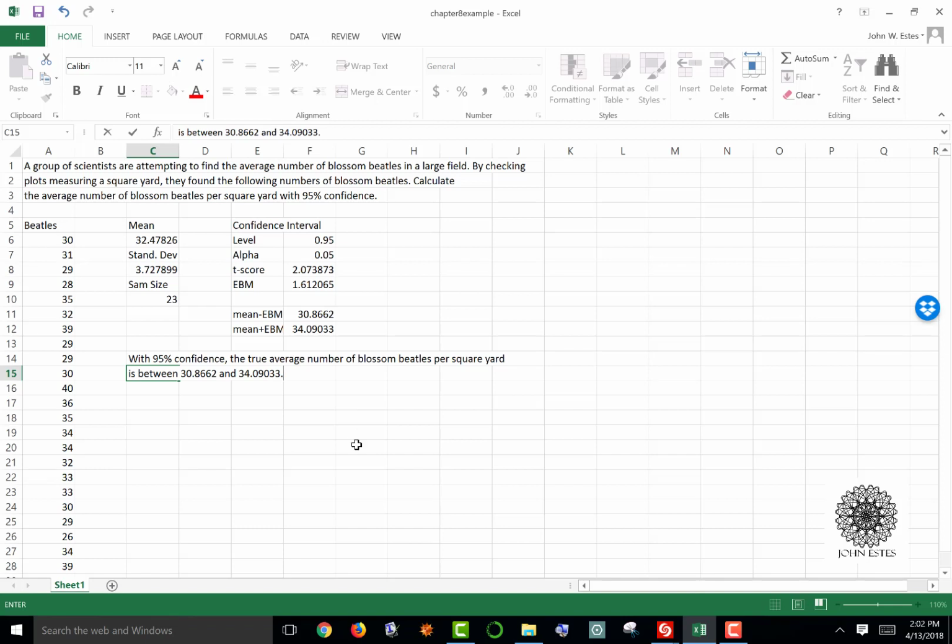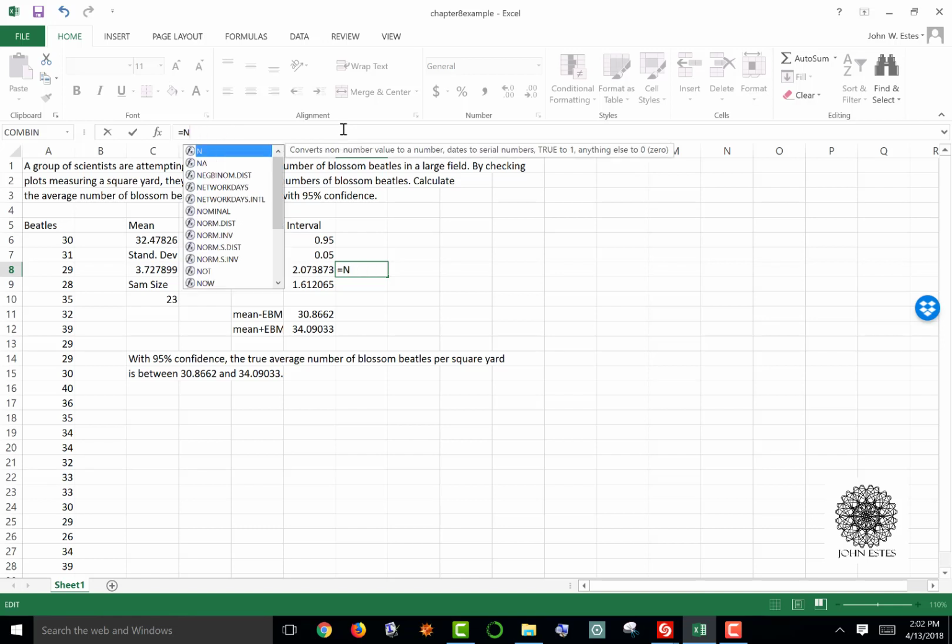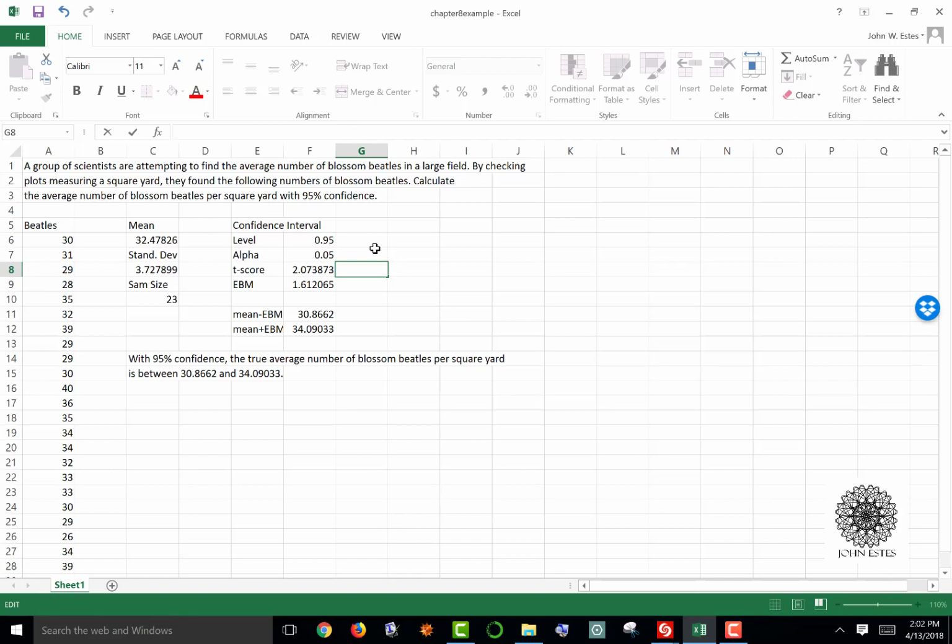If you're using a normal distribution, the only thing that changes really is that we would use a population standard deviation here, so that'd be STDEV.P, and for the t-score, instead of using T.INV, you would use equals NORM.INV, and then do the same probability. Other than that, these are the same.